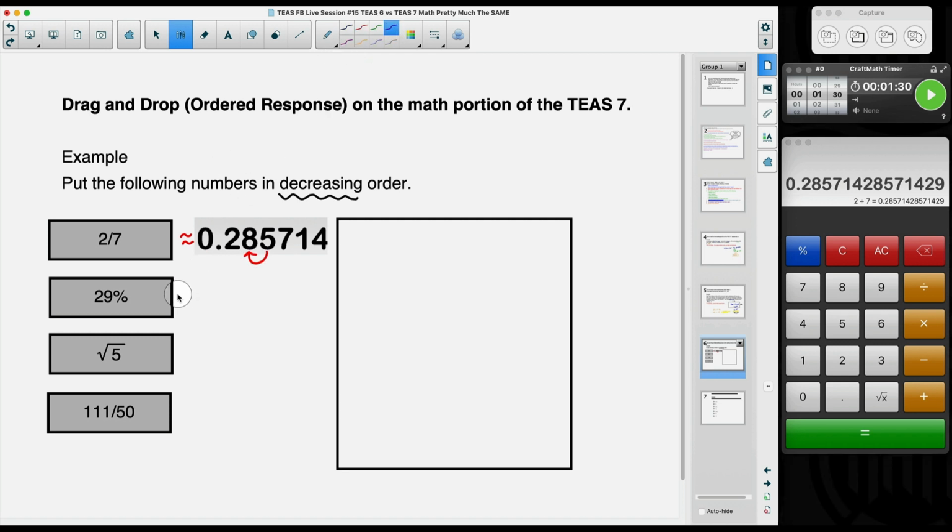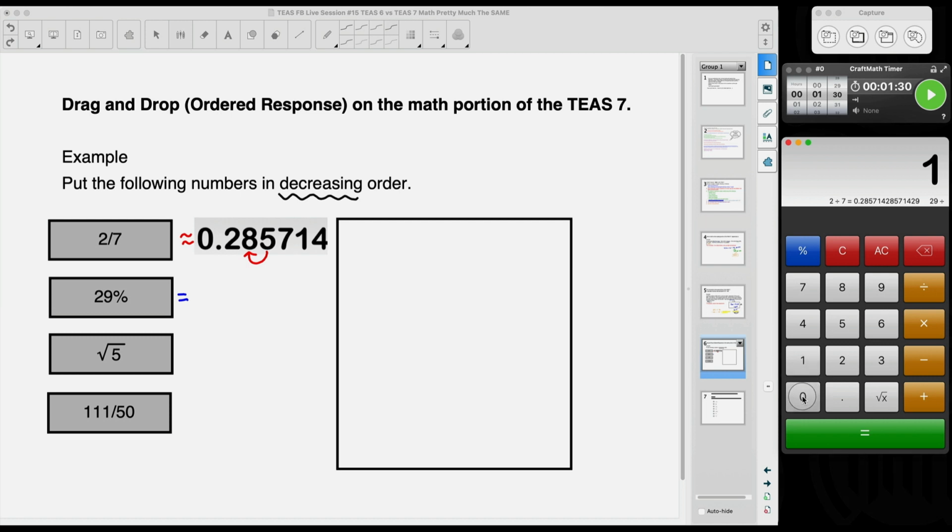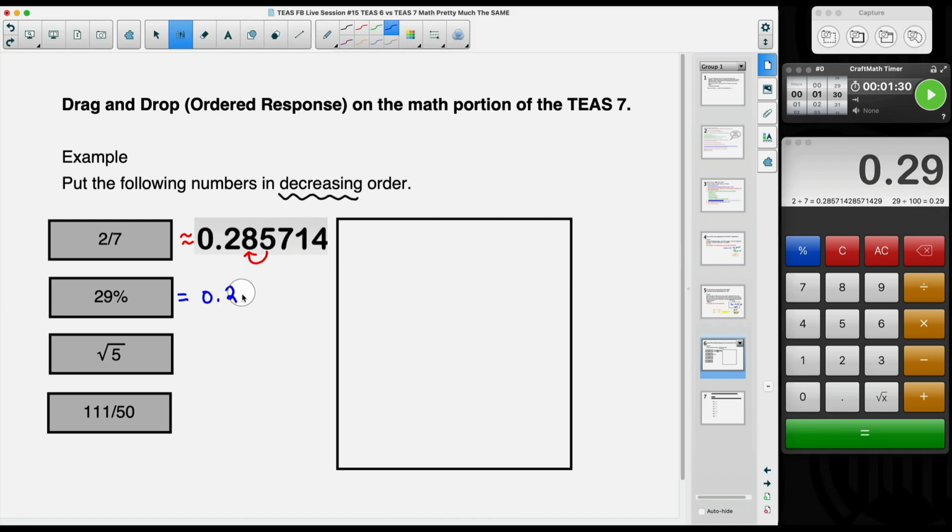29%, you can convert a percent to a decimal by either shifting your decimal 2 places to the left or taking that percentage and dividing by 100. So 29%, we're going to think of that as 29 cents. We're thinking about money. Here's how you do the square root.